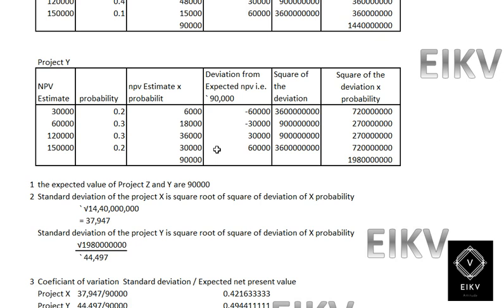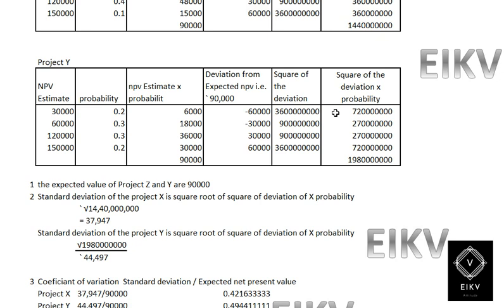The next column is x minus x dash. X is the NPV estimate, and x dash is the average, which is 90,000. We will get negative 6,000, negative 30,000, 30,000 and 60,000. After computing x minus x dash, we need to square such figures: the 60,000 to 60,000, 30,000 to 30,000, etc.